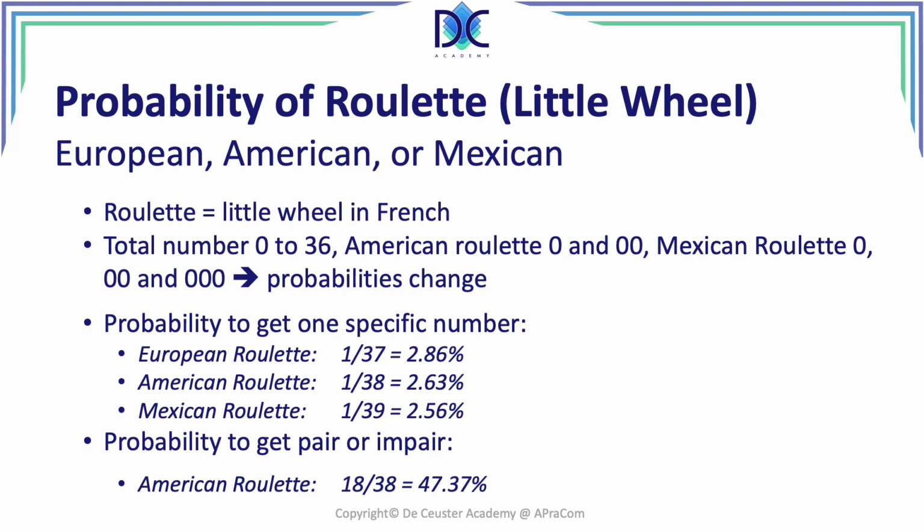So that was it for this video. We looked at the probability, we looked at the definition of the probability. I gave you some examples about calculating that probability.